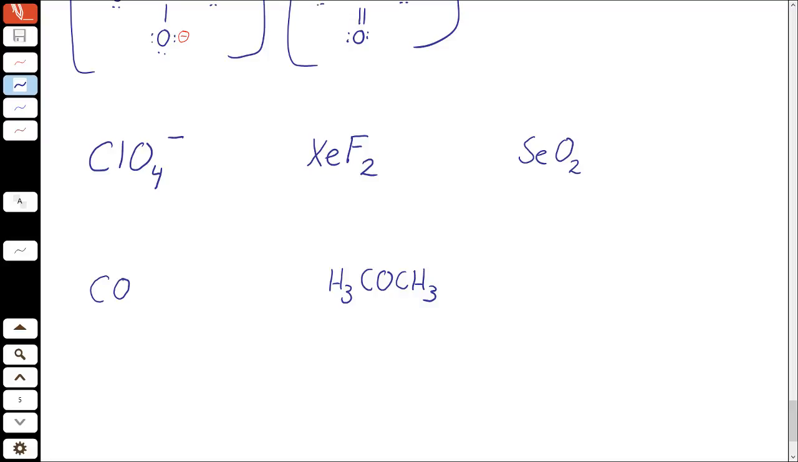This xenon in the middle has a lot of electrons, 2, 4, 6, 8, 10, but that's okay because it's below the 3rd row. And the formal charges are all zero. So that's probably the best structure for this one.